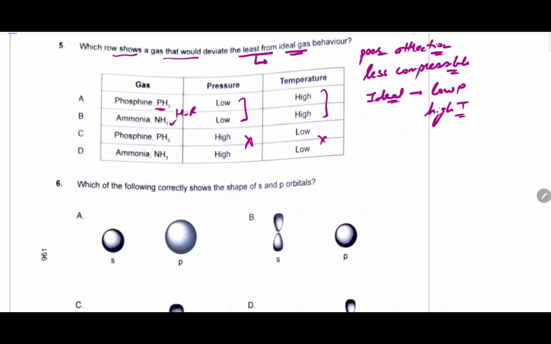Now out of these two, one is phosphine, other is ammonia, and we know in ammonia there is hydrogen bonding. Ammonia has an extra bonding, the hydrogen bond, due to which it will have higher attraction, more deviation in case of ammonia. Higher attraction forces, more deviation. Phosphine does not have any hydrogen bond, although it has intermolecular forces, hence it will have less deviation from ideal gas behavior. Poor attraction forces, less deviation, hence answer should be A.